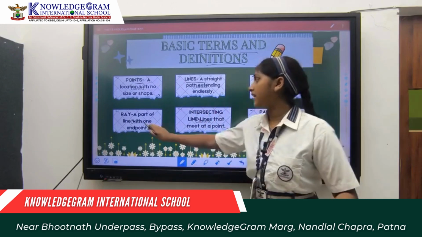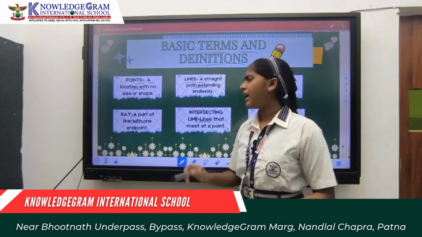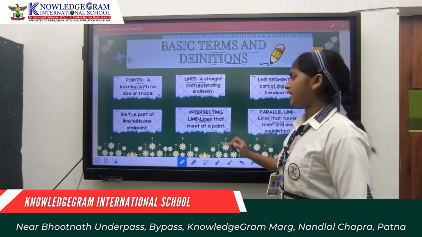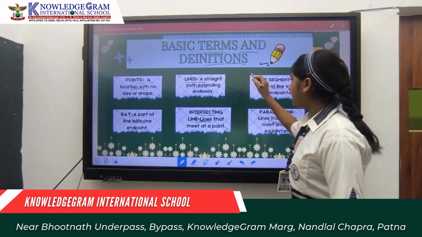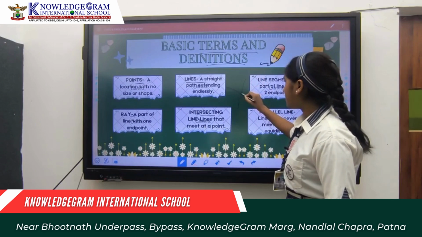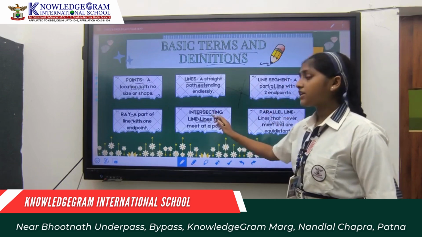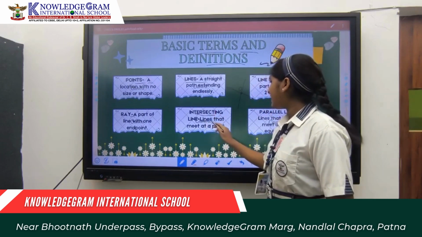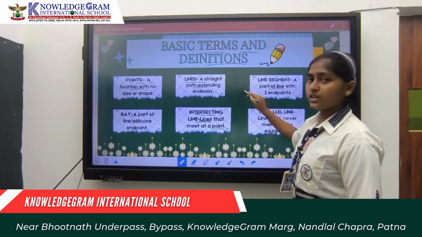And then there is ray. It is also a part of line, but it has one endpoint. Next come intersecting lines. See, these are two straight lines. They meet at a common point which is O. So they will be called intersecting lines. See here it is also written lines that meet at a point. See these two lines are meeting at a common point O.